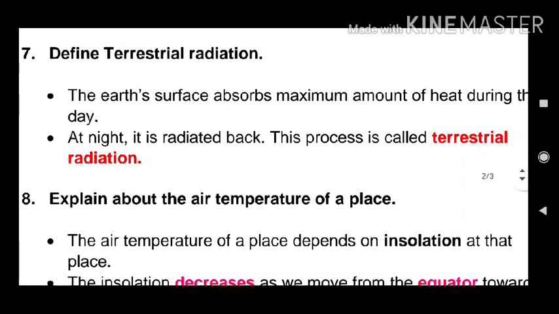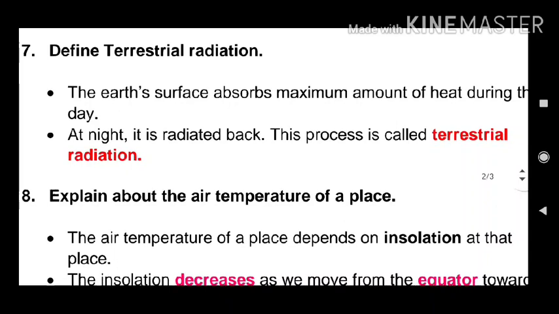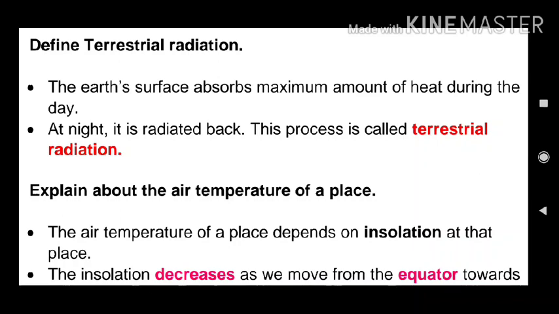Next one, define terrestrial radiation. The term terrestrial is something related to the Earth or the land. The Earth's surface absorbs maximum amount of heat during the day, because during the daytime only we have sunlight. At night, the amount of heat which was absorbed by the Earth's surface is radiated back into the atmosphere. This process is called terrestrial radiation.